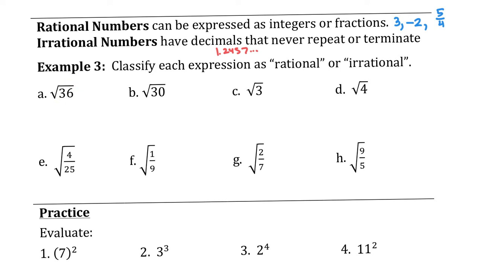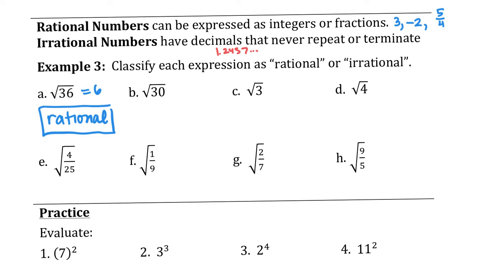Okay, now the square root of 36, I know that's 6. Because 6 is a whole number or an integer, then this is rational. It has a nice rational answer. It didn't ask me the answer, so I didn't have to write the 6, but in my head I'm thinking, do I know the answer? Is it rational? The square root of 30, it's not 5 because 5 times 5 is 25.